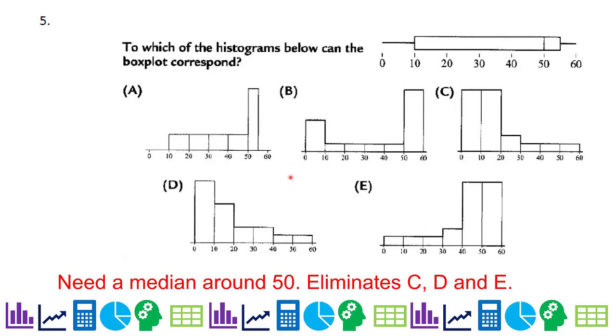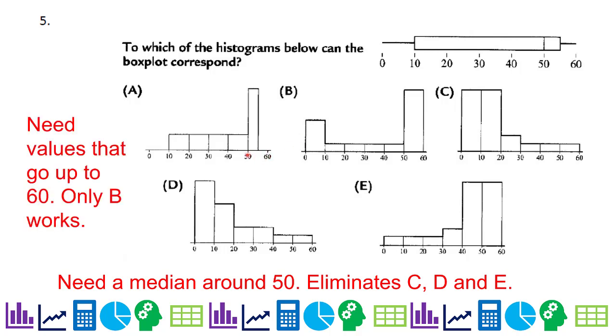So now I'm only left with A and B, and I can see that my whisker goes up to 60. That eliminates A because the highest data point is at 55, maybe. We don't even know that it goes up there, but here we see roughly that we can go up almost all the way to 60. So the correct answer is B.